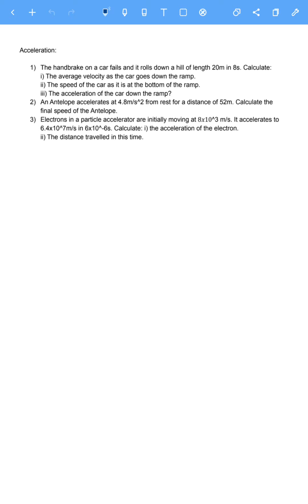So the first one, the handbrake of a car fails and it rolls down a hill of length 20 meters in 8 seconds. Calculate the average velocity as the car goes down the ramp.